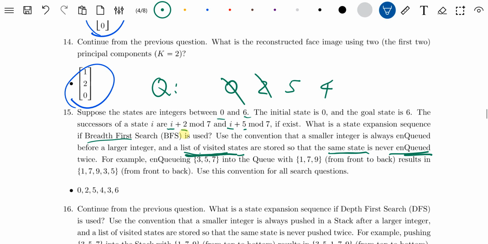One of them is 4. 2 plus 2 is 4. 2 plus 5 is 7. 7 mod 7 is 0. So 0 is DQ'd already. So again, the same state is never in Q twice. So we're not going to add that.